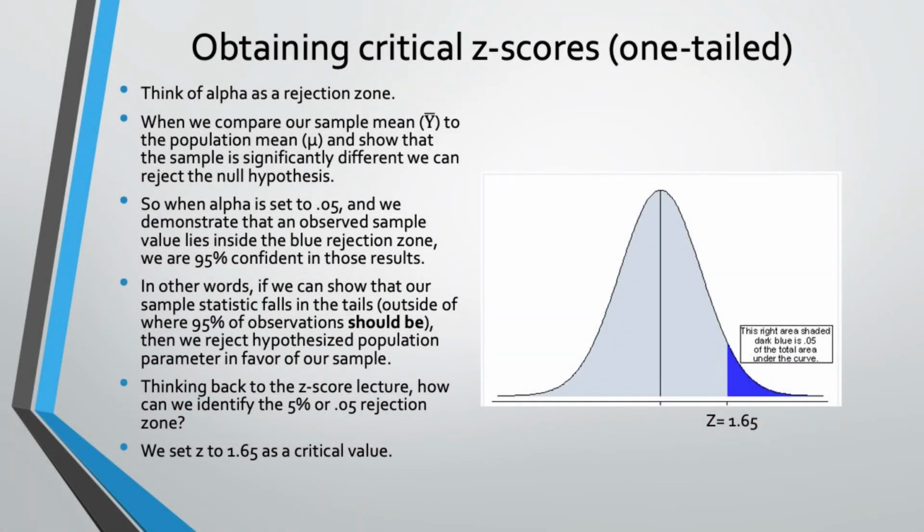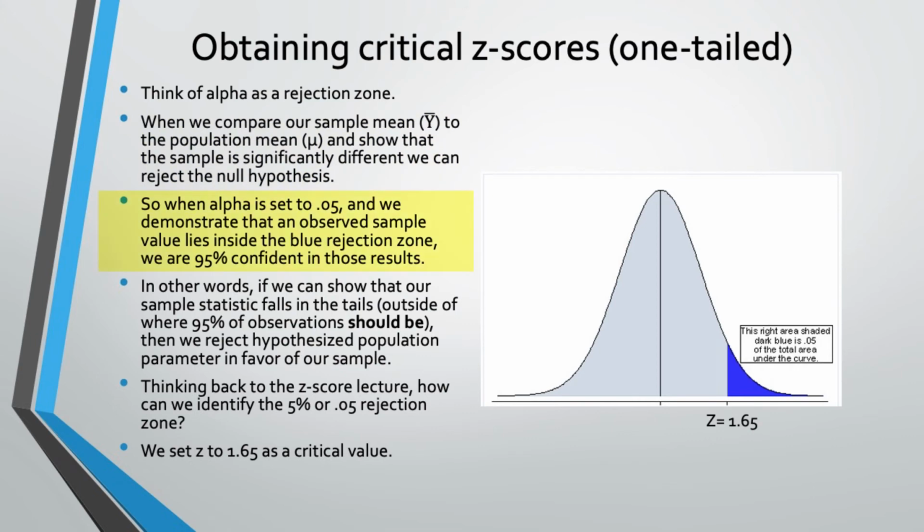So I want you to think about alpha as a rejection zone. And we already talked a little bit about this. When we compare our sample mean to the population mean, and show that the sample is significantly different, way off in the tails, then we reject the null hypothesis. We reject the idea that the population parameter we've hypothesized is correct.